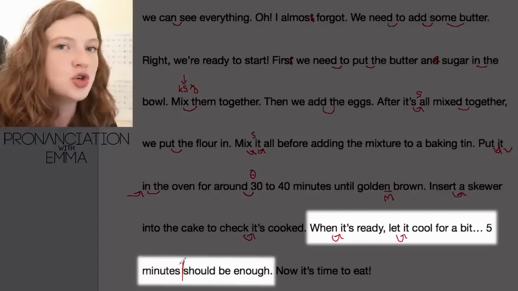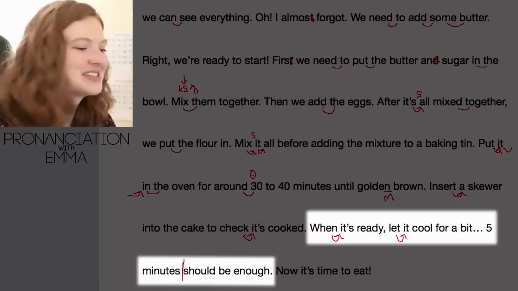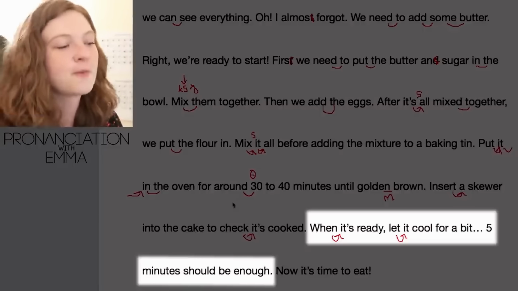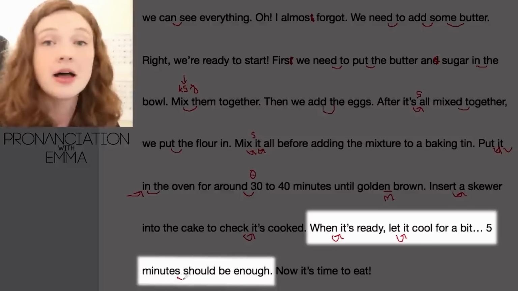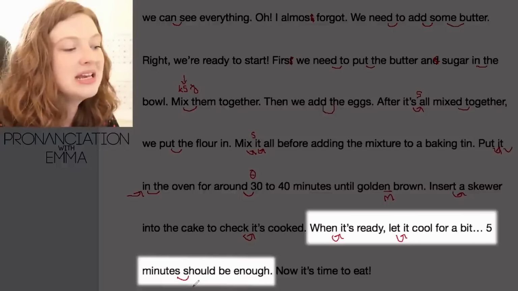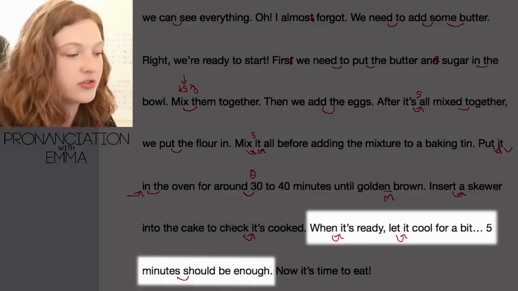Notice here, I'm not breaking these. Minutes should. I join them together. Nice little sound effect there. So minutes should. Those come together because they're pronounced in similar parts of the mouth. So minutes should be enough. Should be enough. Should be.